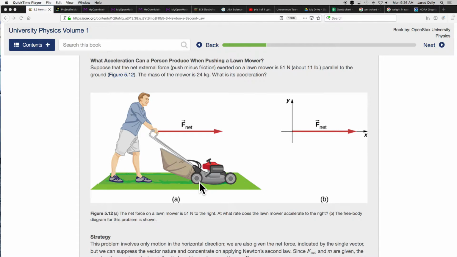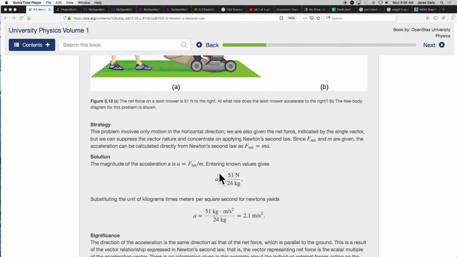Probably somebody said that, and I didn't think of it. But anyway, the net force is all we care about. So they've given us the net force, so we're good to go. And they've told us that it's 51 newtons. They've told us the mass of the lawnmower. Plug it into the equation, you get an acceleration, you're done. It's really simple. Because it's in one dimension.